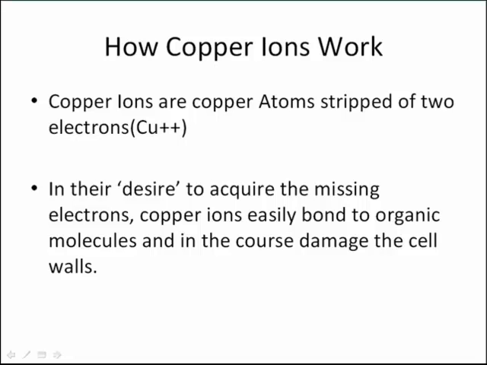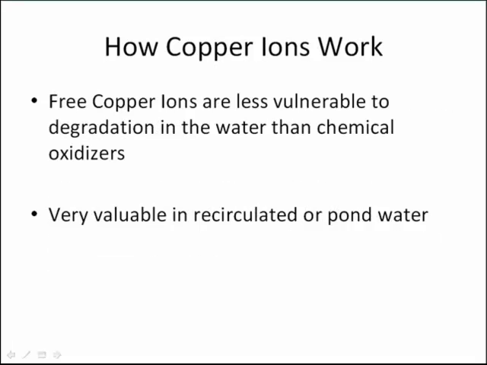Copper ions are copper atoms stripped of two electrons. In their desire to acquire the missing electrons, copper ions easily bond to organic molecules and damage the cell wall. Free copper ions are less vulnerable to degradation in water than chemical oxidizers. They're very valuable in recirculated or pond water.